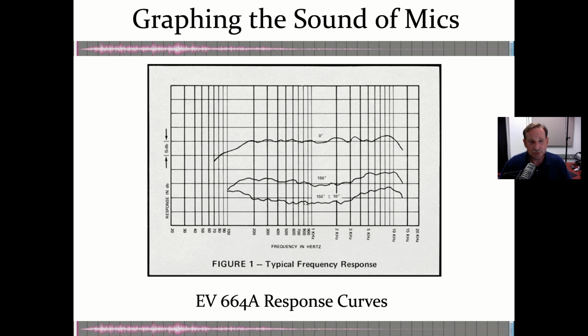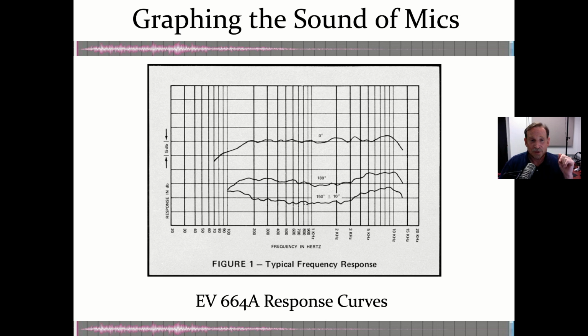So here's one that's kind of interesting because it's got 3 different lines on it. One at 0 degrees, one at 180 degrees, and one at 150 plus or minus 10. So what we get with this particular image is an idea that they're showing us the response, but not directly in front of the mic by itself. 0 degrees is directly in front of the mic. 180 degrees is directly behind the mic. And then 150 plus or minus 10 is at an angle, not directly behind the mic, but off angle behind the mic.